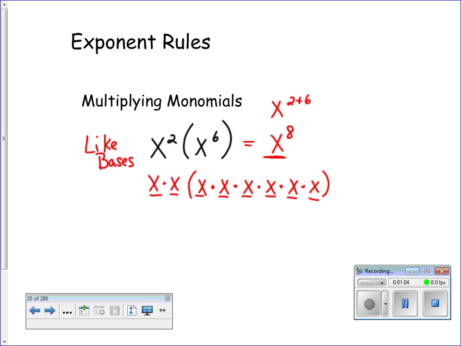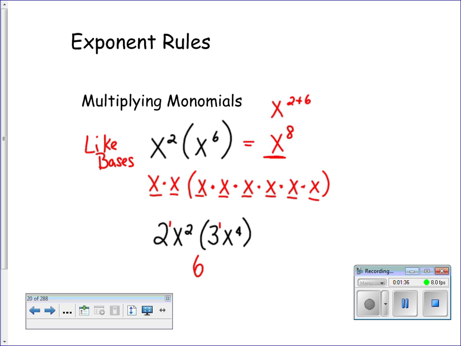Now, when I have unlike bases, 2x squared times 3x to the 4th. I have a coefficient of 2, and 2 is really raised to the 1st power. In this example, 3 is raised to the 1st power as well. 2 and 3 are not alike bases, so I would have to multiply them. 2 times 3 is 6.